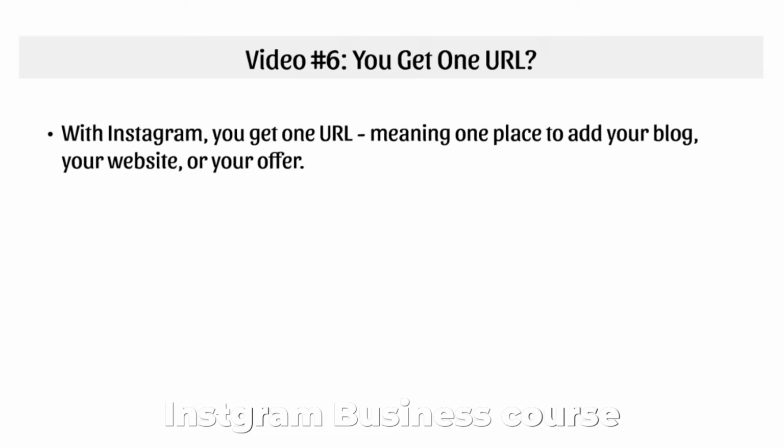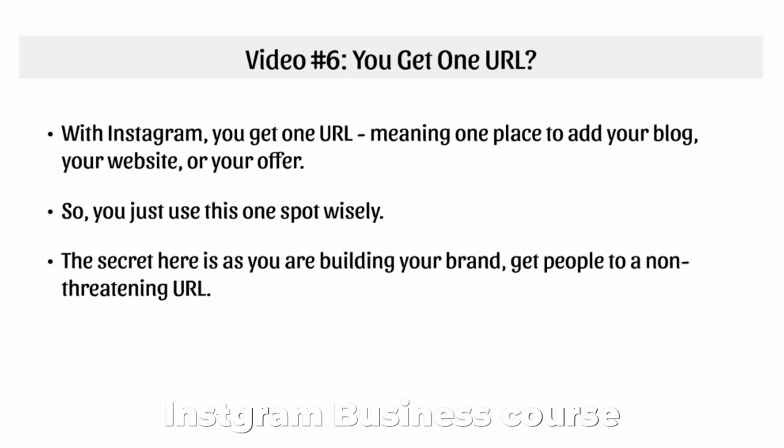All right. So with Instagram, like I said, you got to choose one spot wisely, right? Now, the secret here is because you're trying to build your brand and your lifestyle, the ideal place to direct them to is just your website, which could be your WordPress site. And then on your WordPress site, you have your blog, your website, and your offers all on that particular site.